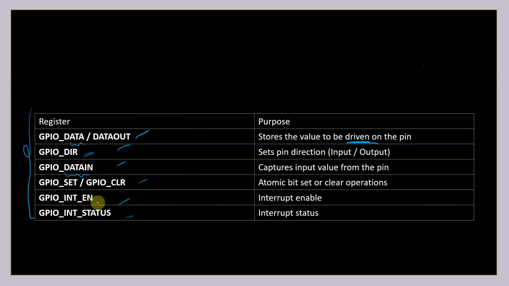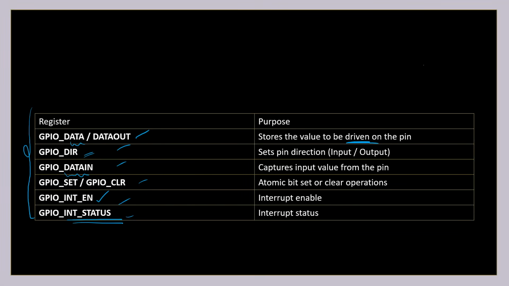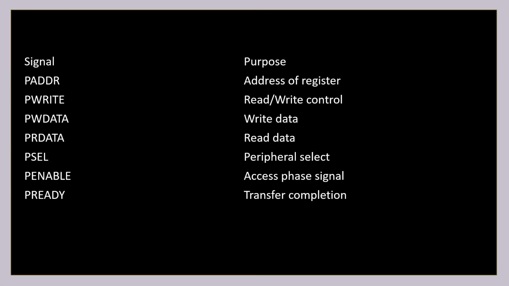GPIO interrupt enable is also one of the registers which we are going to discuss, and interrupt status also. What do you mean by interrupt, and how we are going to handle it, we will discuss. First, let us try to implement the basic functionality using the basic registers. And these are my APB signals: PADDR, PWRITE, PWDATA, PRDATA, PSEL, PENABLE, and PREADY. You need to be familiar with these signals and the APB timing diagrams, so that you will come to know what is actually happening.